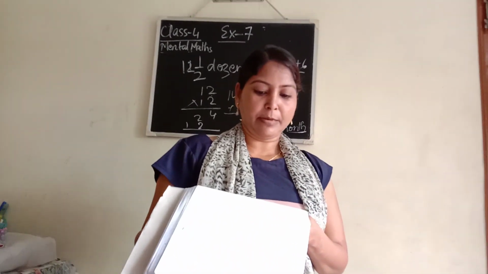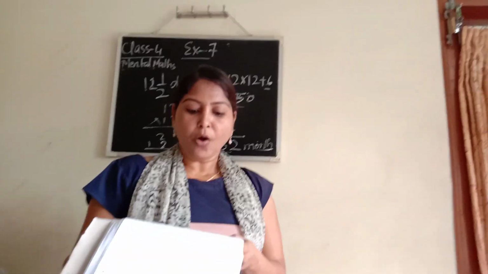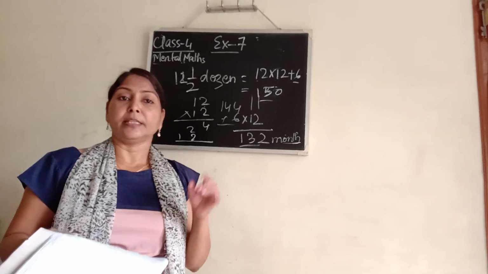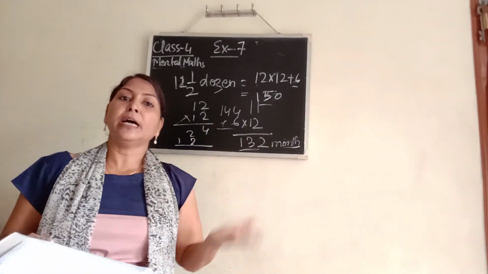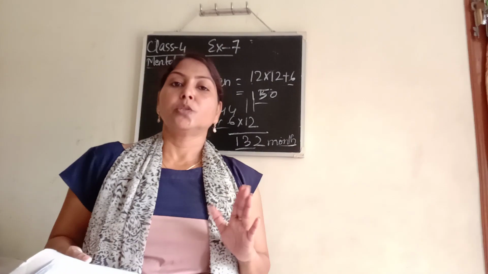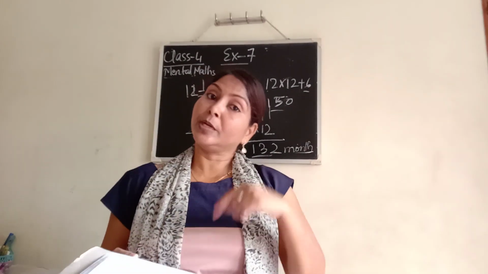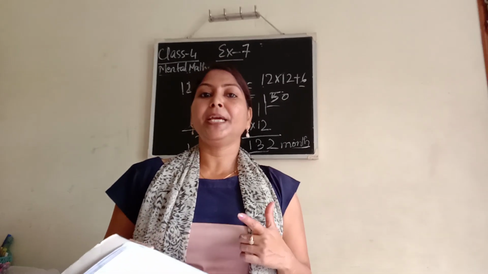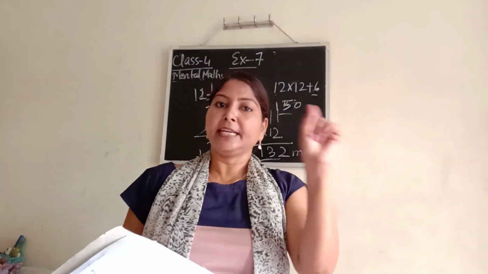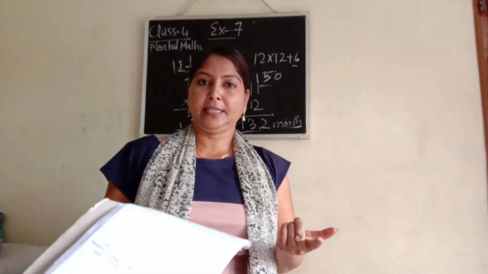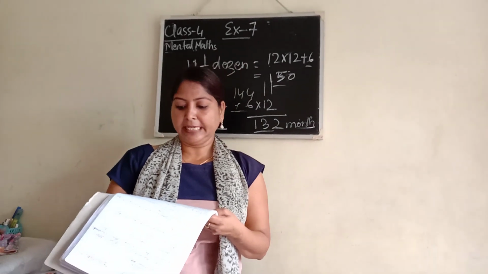Now the next question, number H. Double of a number is 38. There is a number which when you double it, you get 38. So what you will do? You will just divide 38 by 2, you will get that number. The number will be 19. So 38 divided by 2, you get 19. Okay, the answer for H is 19.